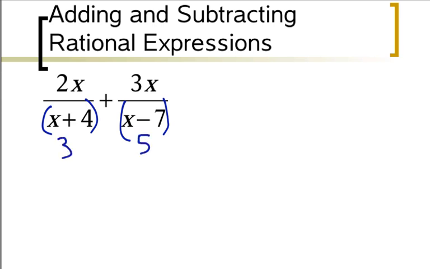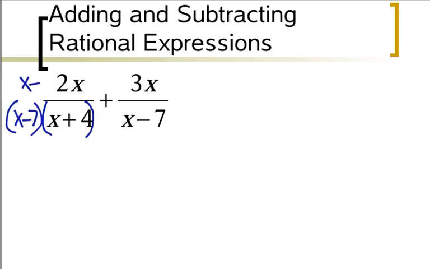Okay, well, the only thing you could do with 3 and 5 is you'd have to multiply this one by a 5 top and bottom and this one by a 3 top and bottom. So that's actually what we have to do with this particular problem. What I'm saying is this parentheses is a number, so we have to treat it like a number. And that means that I have to multiply the left fraction by x minus 7, top and bottom, and the right fraction needs a x plus 4, top and bottom.